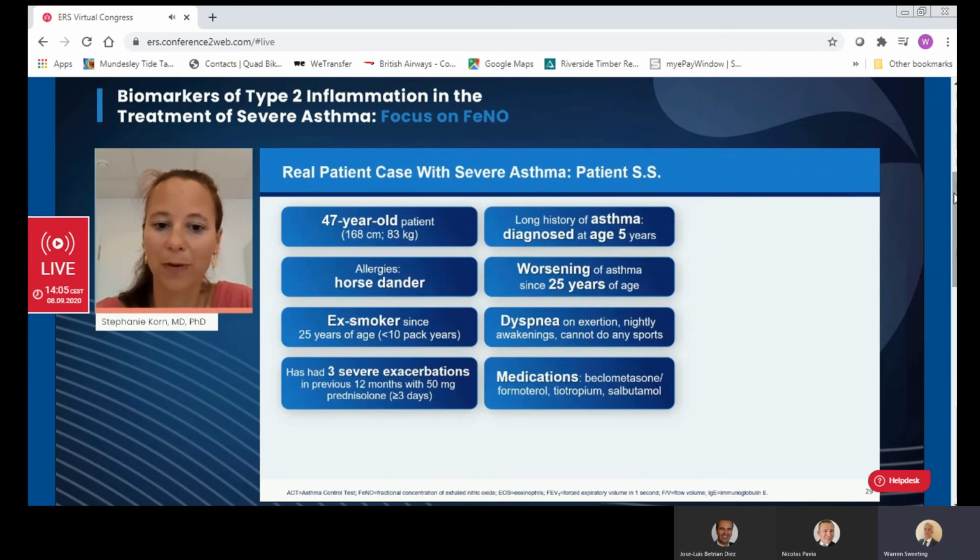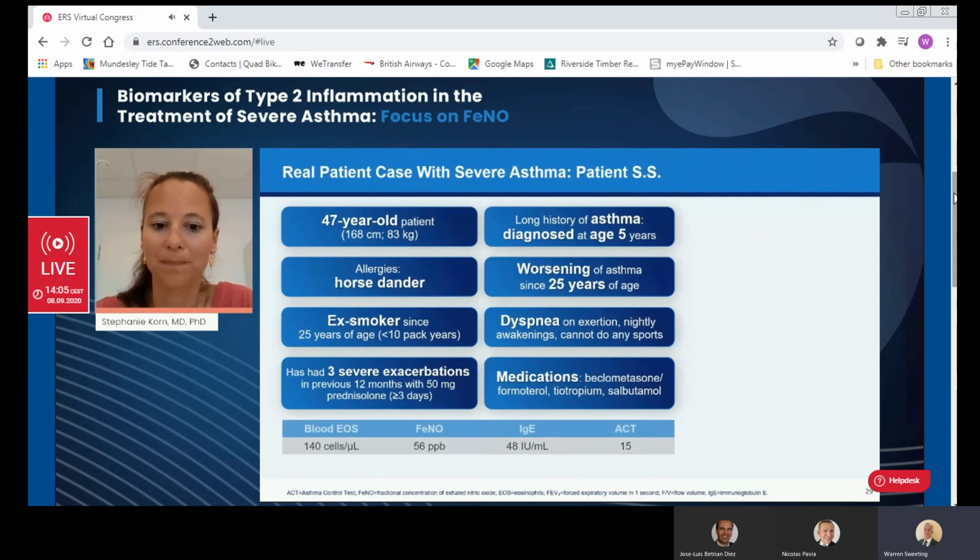She complained about dyspnea on exertion and nightly awakenings. She couldn't do any sports, and she was on a high dose of ICS and LABA. In Germany, we normally treat the patients additionally with a LAMA if they are still uncontrolled despite ICS and LABA. And of course, the patient had a rescue medication, which was salbutamol.